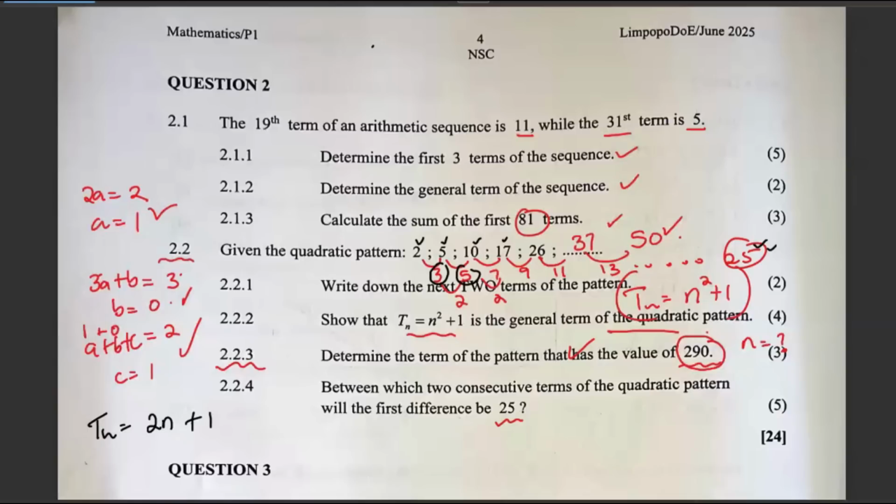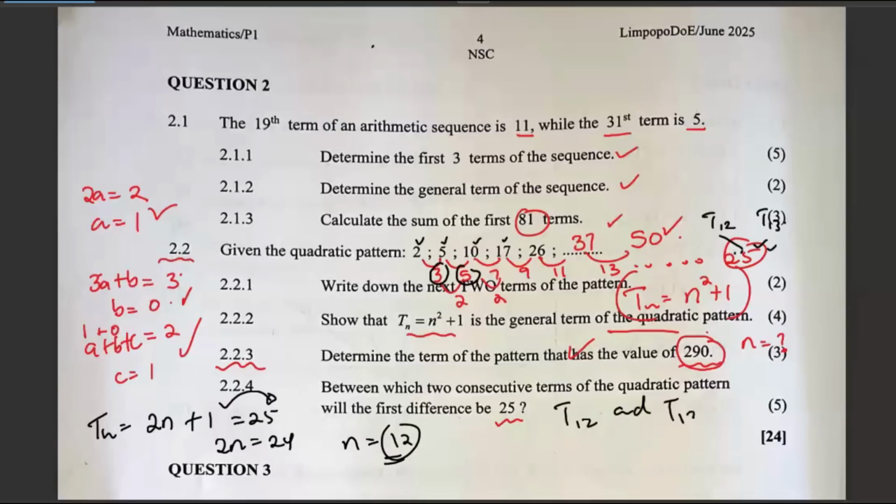If that is 2n plus 1, I'm going to equate this to 25. I'll move this one that side. I'll have 2n is 24, then divide both sides by 2, meaning that n is 12. This is the position of this, meaning that this 25 is between T12 and T13, between which two consecutive terms. So T12 and T13. Okay, so that is what I am getting according to my approach.